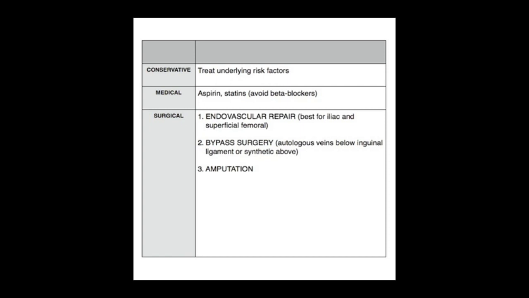If bypass surgery fails to control the symptoms, or the patient has gangrene which is life-threatening, an amputation of the affected limb might be necessary.